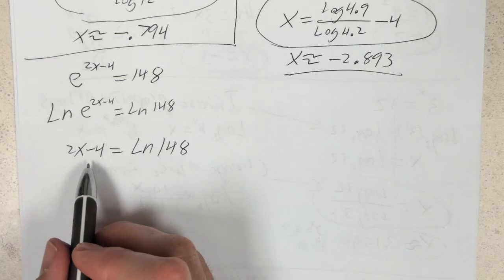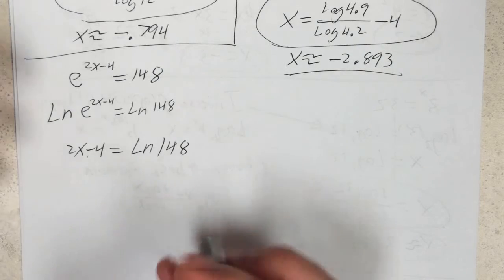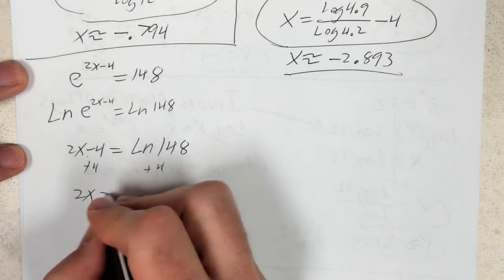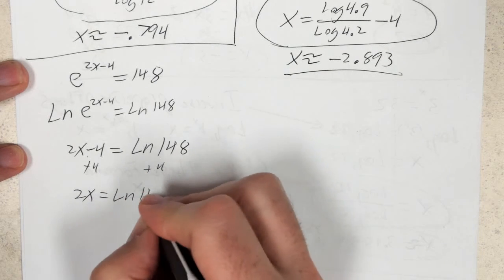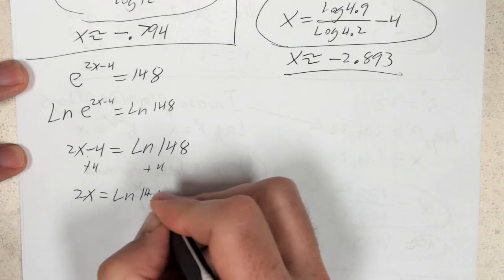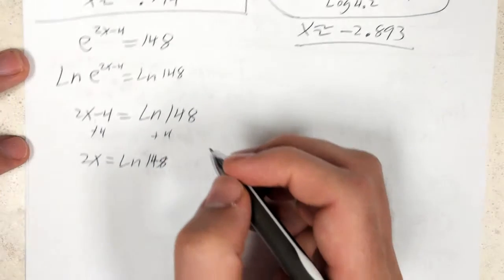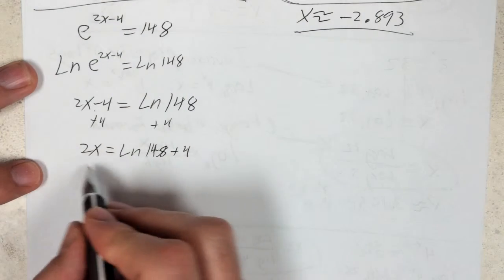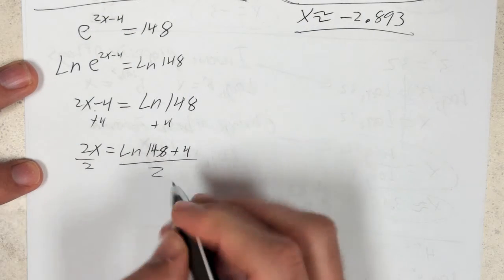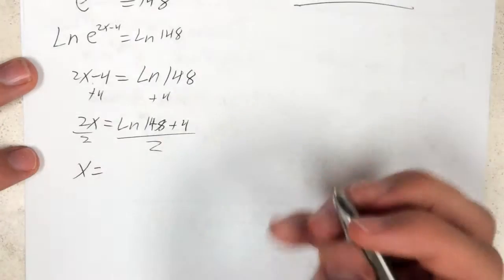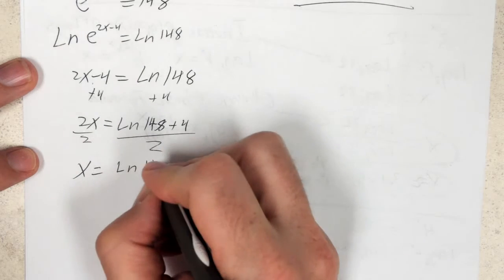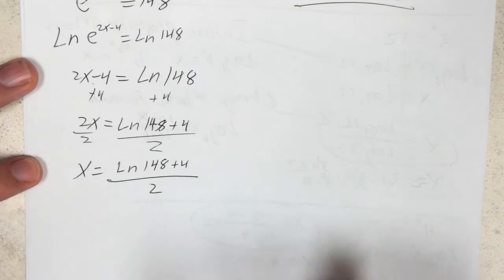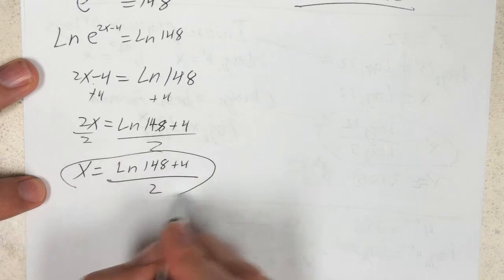Go ahead and add 4 to both sides. So 2x is equal to the natural log of 148 plus 4. Sorry, I got dyslexic there for a second. Then divide by 2. x is equal to the natural log of 148 plus 4, divided by 2. So that would be our final.